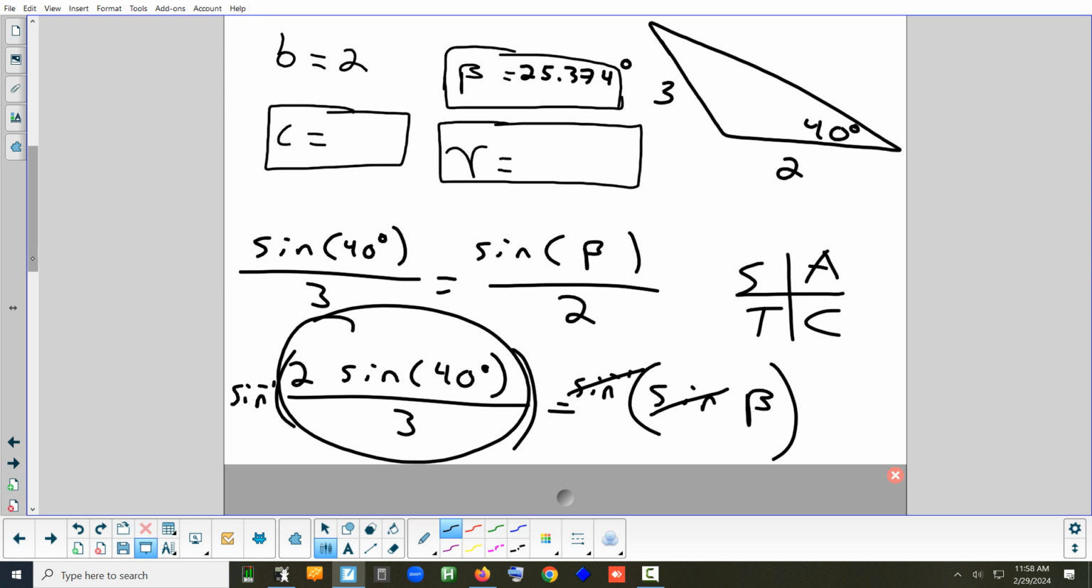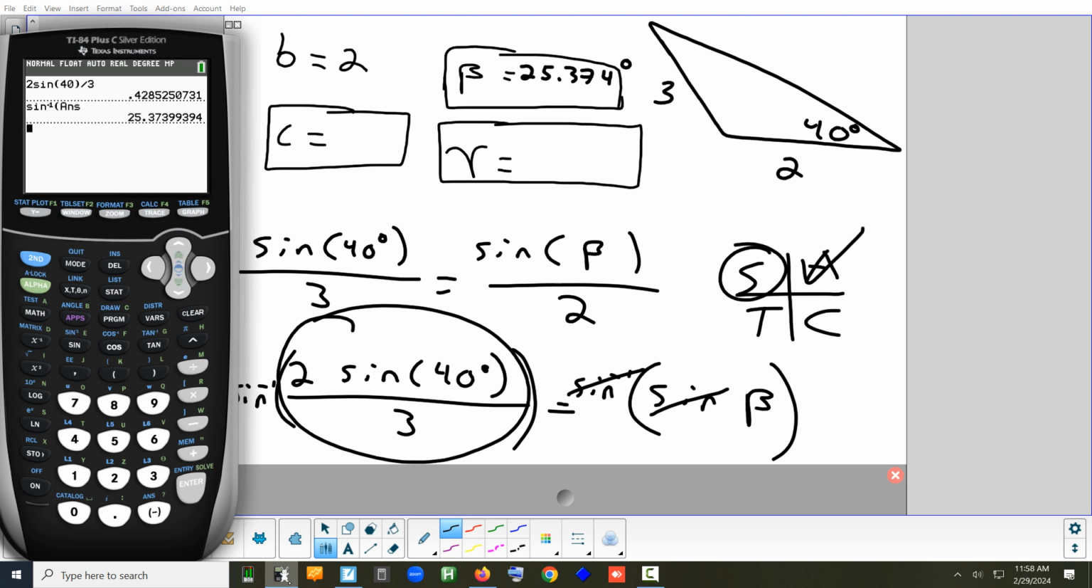Sine equals a positive number. We got an answer here. What other quadrant is sine positive in? The second. How do you get your answer in the second quadrant? You subtract that answer from 180. Yeah. So take 180 minus 25.374. That's the potential other answer.